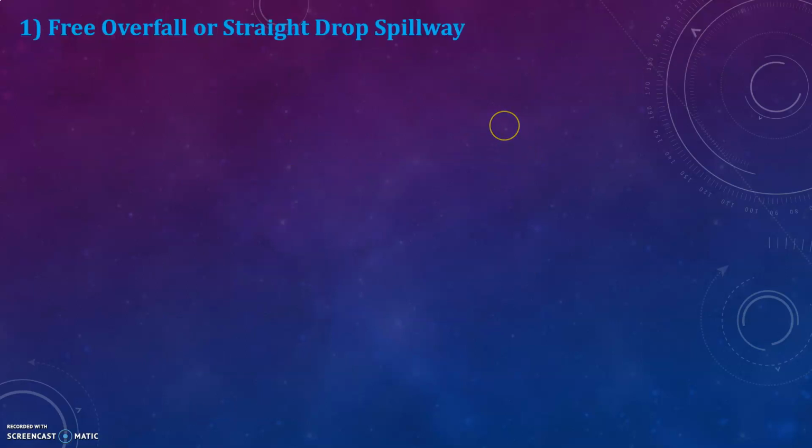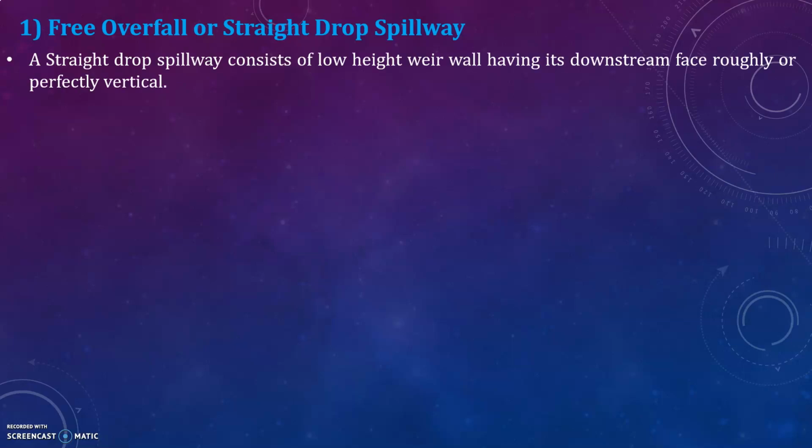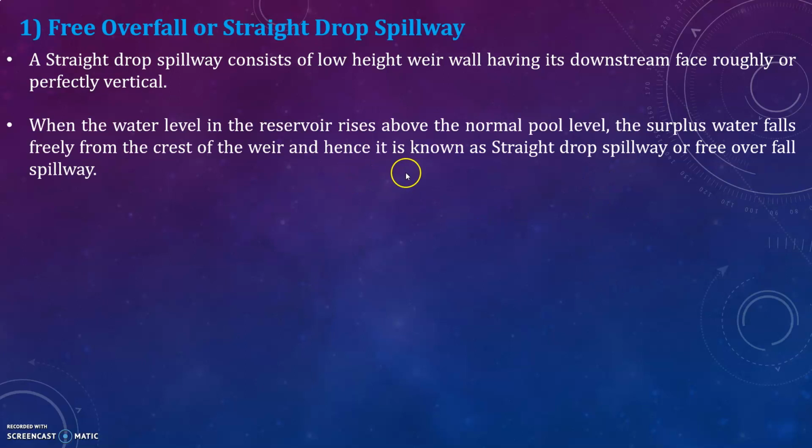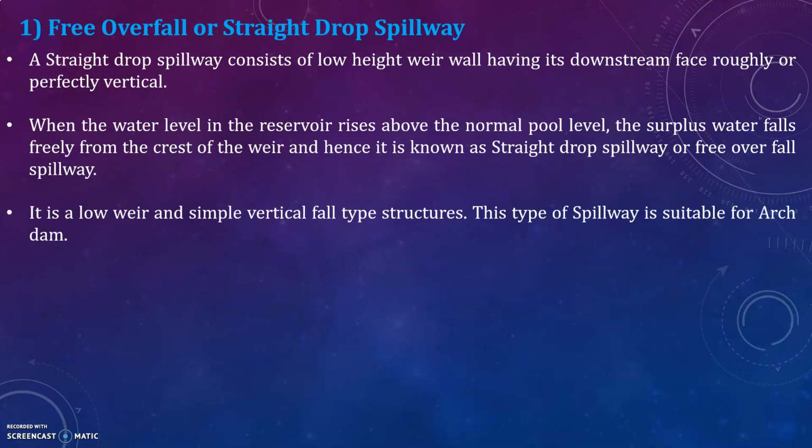The first one is the free overfall or straight drop spillway. A straight drop spillway consists of a low height weir wall having its downstream face roughly or perfectly vertical. When the water level in the reservoir rises above the normal pool level, the surplus water falls freely from the crest of the weir, and hence it is known as a straight drop spillway or free overfall spillway. It is a low weir and simple vertical fall type structure. This type of spillway is suitable for an arch dam.